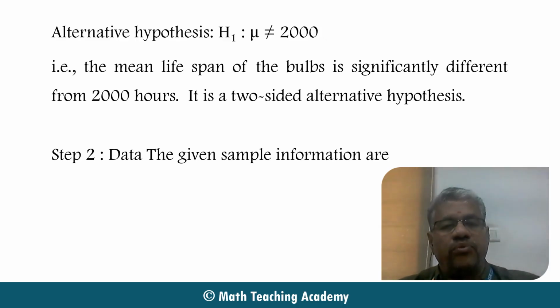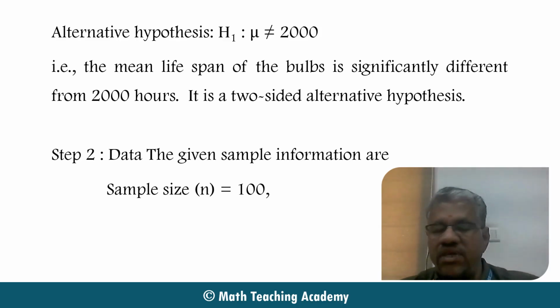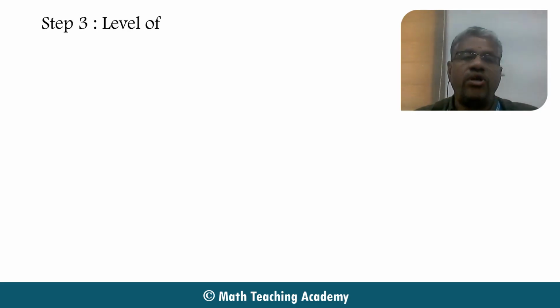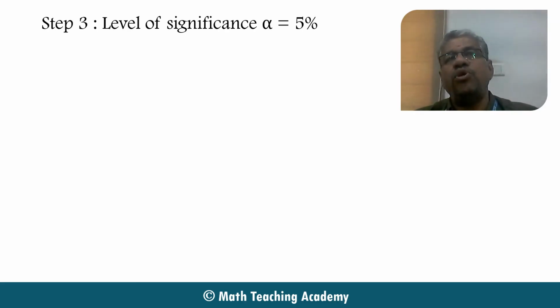Now, step 2. The data given in the sample. Sample size, as I already told you, n is equal to 100. Sample mean, x bar is equal to 1950 hours. So nu is also a mean, and x bar is also a mean. What is the difference between these two? Nu is called the population mean. That is the claim by the company, that is 2000 hours. Whereas x bar is the sample mean. We are going to check 100 bulbs. Therefore, it is a sample mean.